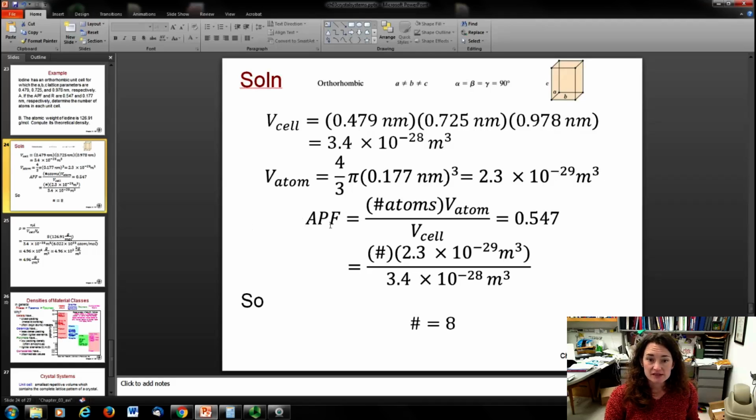So that means that we know our atomic packing factor, it's 0.547, and we can use the formula for the atomic packing factor to calculate the number of atoms, because remember the APF is equal to the number of atoms times the volume of an atom divided by the volume of the cell. So here we have the number times 2.3 times 10 to the minus 29 divided by 3.4 times 10 to the minus 28. We set that equal to 0.547, we solve for our number, and that gives a number approximately equal to 8.